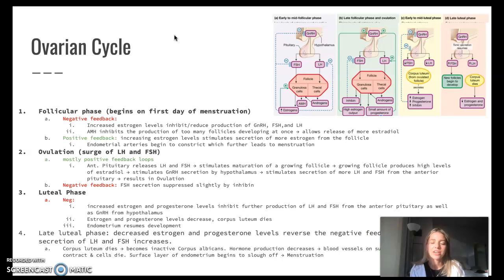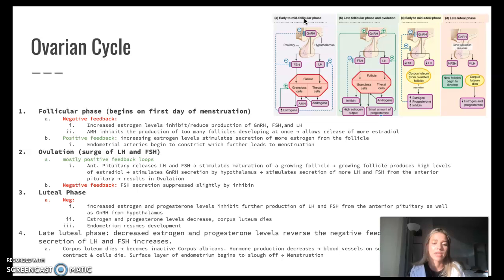So the ovarian cycle is broken down into 3 phases, as we already went over. The follicular phase begins on the first day of menstruation, and it is primarily influenced by negative feedback. As you can see in the first box in the picture on the left, the early to mid follicular phase has increased estrogen levels, which inhibit or reduce the production of GnRH, FSH, and LH.